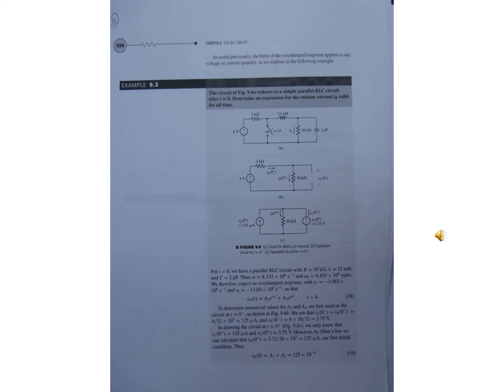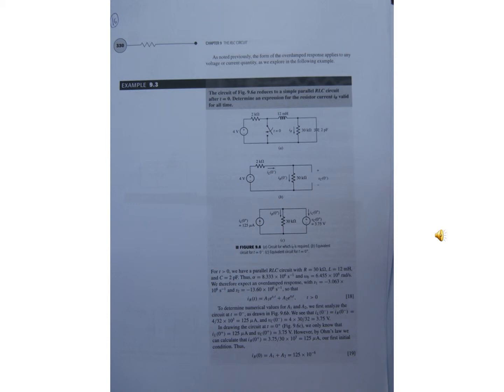And then we saw this problem. The problem is 9.3. The circuit of the figure 9.6a reduced to a simple parallel RLC circuit. After t equal to 0, determine the expression for the resistor current iR valid for all time.